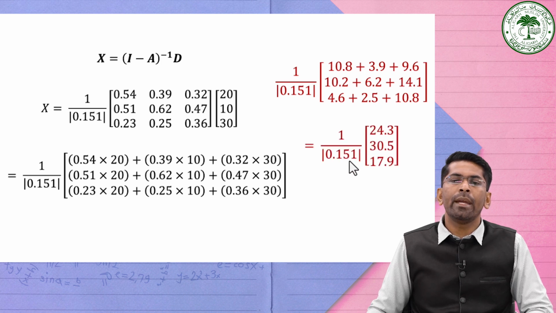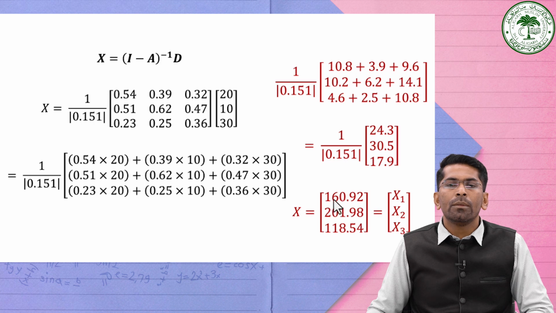Simplifying it, 1 by the determinant value into this vector finally gives you 160.92, 201.98, 118.54. What is this vector showing? This is the output vector x. So x1 is equal to 160.92, x2 is equal to 201.98 and x3 is equal to 118.54. This is the industry 1 output, industry 2 output and industry 3 output.